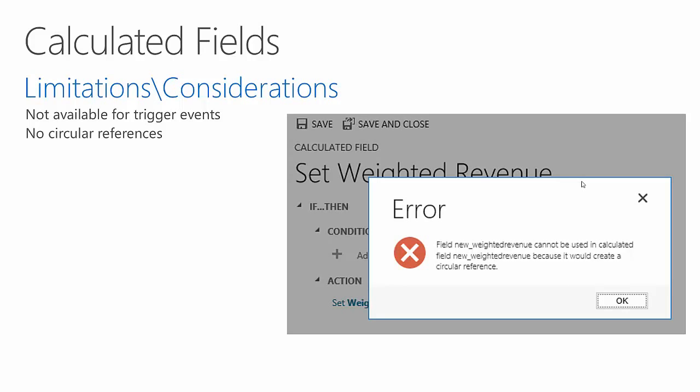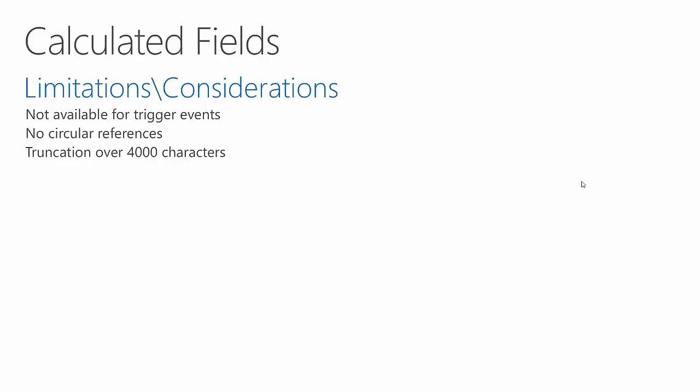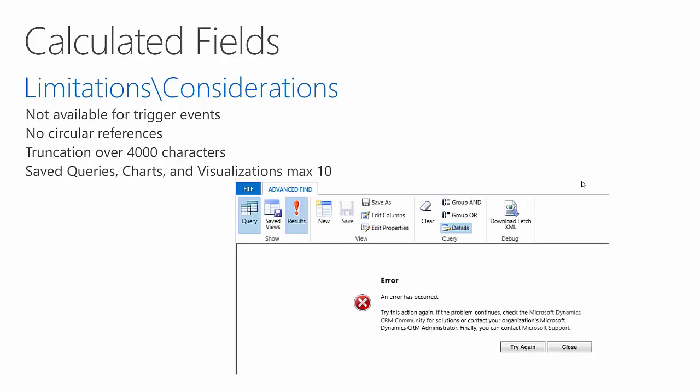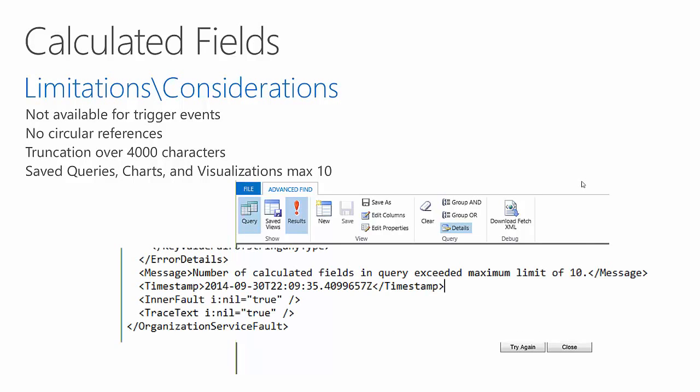The max character limit for a field is 4,000 characters. If the calculated field exceeds 4,000 characters, the data will be truncated. The thing to note here is that there is no indication that the data has been truncated. Saved queries, charts, and visualizations can have a maximum of 10 unique calculated fields. If a user tries to go over this limit, a generic error could be presented to the user. If a log is available, it would state the exception pretty clearly.